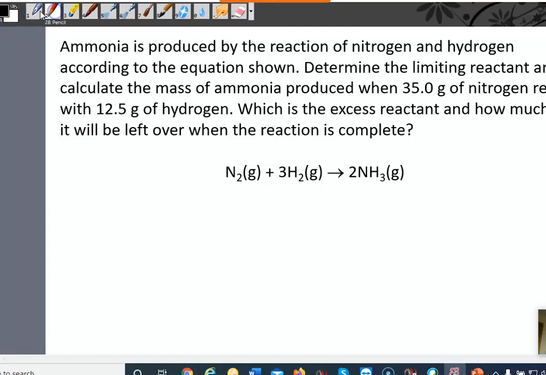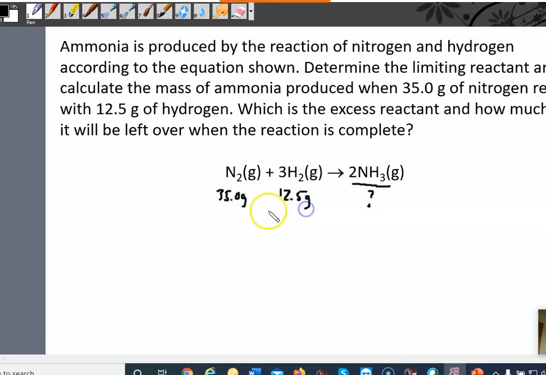So in this problem, ammonia is produced by the reaction of nitrogen and hydrogen. Here I have the balanced equation. According to the equation below, determine the limiting reagent and calculate the mass of ammonia. So this is what we're looking for, the mass of this ammonia, when 35 grams of nitrogen reacts with 12.5 grams of hydrogen.